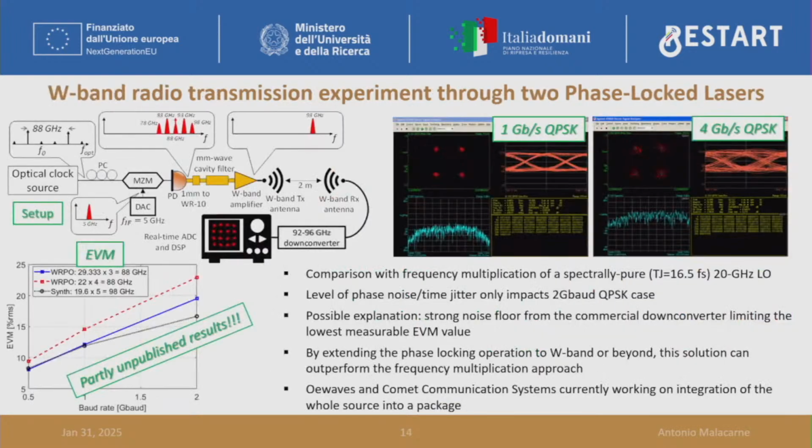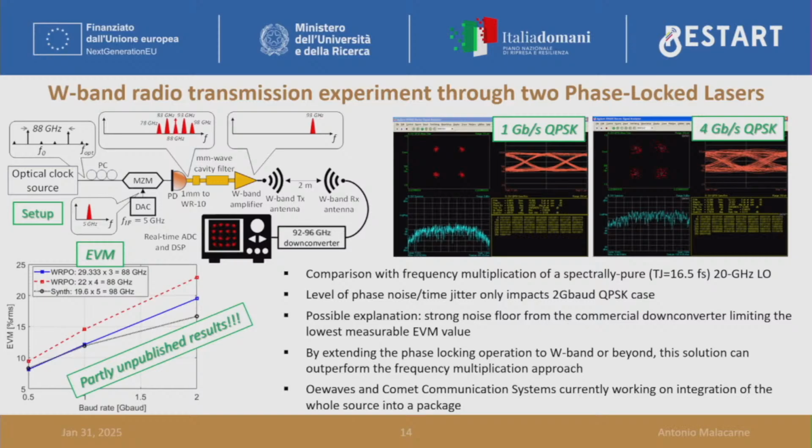Then, here once again, we used that solution for our transmission. Here you can see the results. In this plot, we compared the frequency multiplication in the dashed black with the 2 phase locked lasers solution in blue. And you can see that performance is a little bit worse when you go up with the baud rate of the QPSK, so for 4 gigabit per second. And the reason is that phase noise is actually worse.